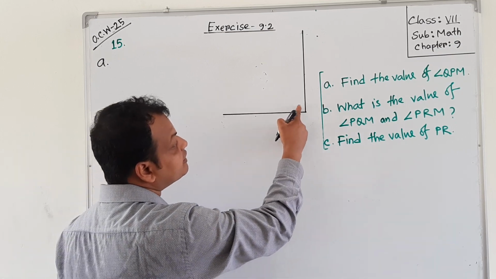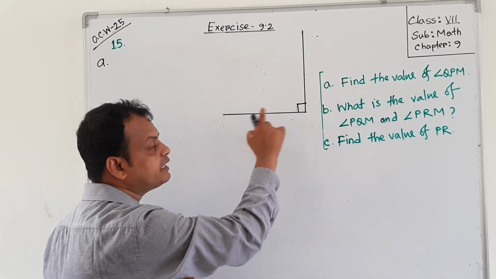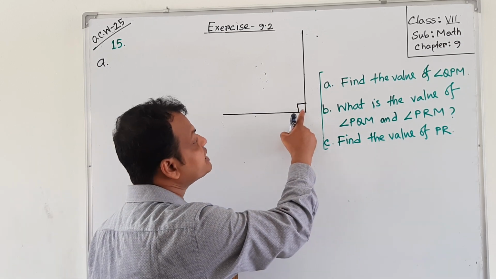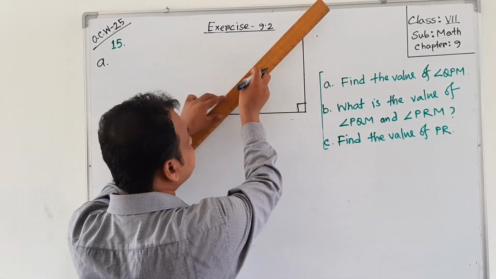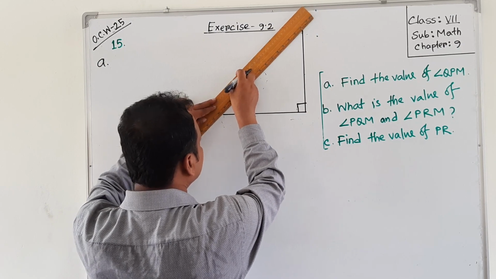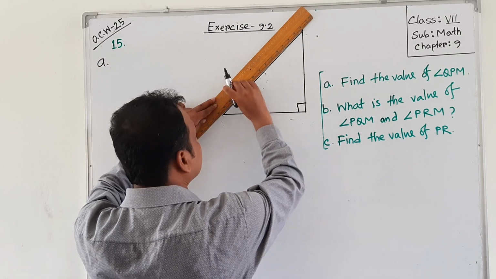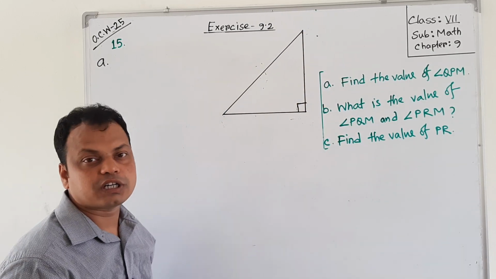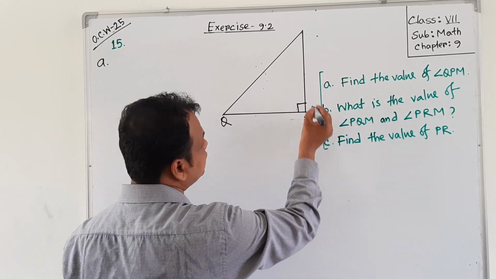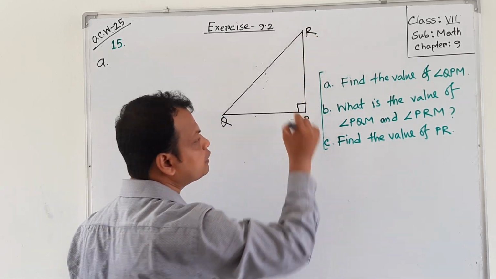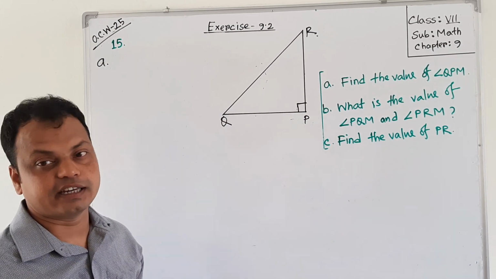This angle will be 90 degrees. This box indicates that the measure of this angle will be 90 degrees. Then we will join these 2 points. So we have got a triangle. The name of the triangle will be QPR. So QPR is a right angle triangle.